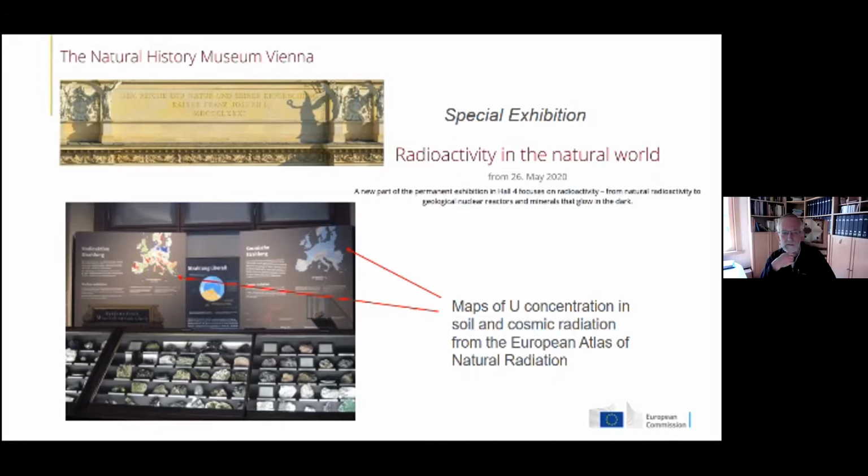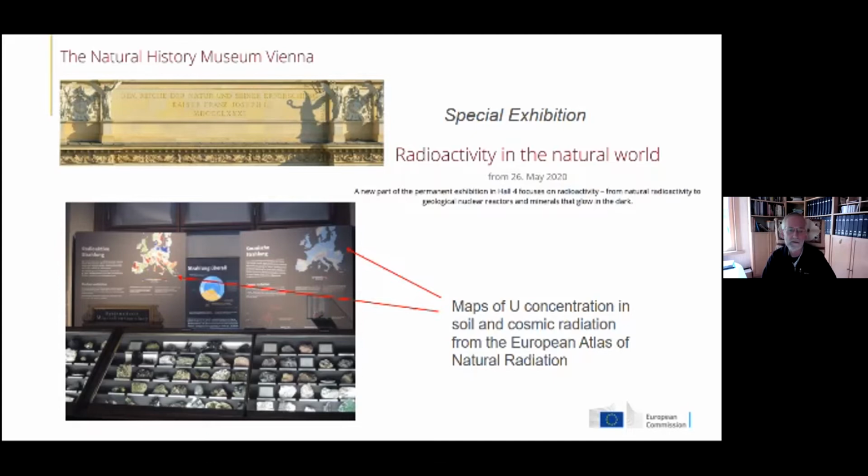And we provided information to them, but they also collaborated with us. So it was an exchange of information on maps of uranium concentration in soil and cosmic radiation. So we are very grateful also to the Natural History Museum of Vienna when they made this webinar, because they made quite a lot of publicity for the availability of the Atlas. So again, many thanks to the Natural History Museum in Vienna for doing so.